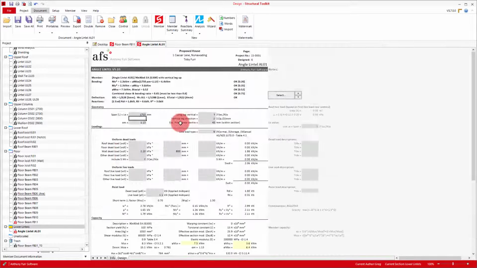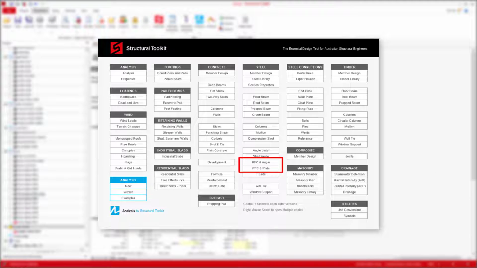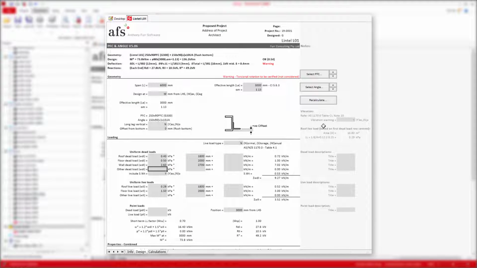By the end of this process, you'll be left with lintels that won't work with one of the standard sizes, so you'll need to design them as a PFC and angle or PFC and plate using the modules we have on the desktop. You'd use these modules in a similar way to how you design an internal stud lintel, which we will go through shortly, but you'll also include the brickwork height as a dead load.